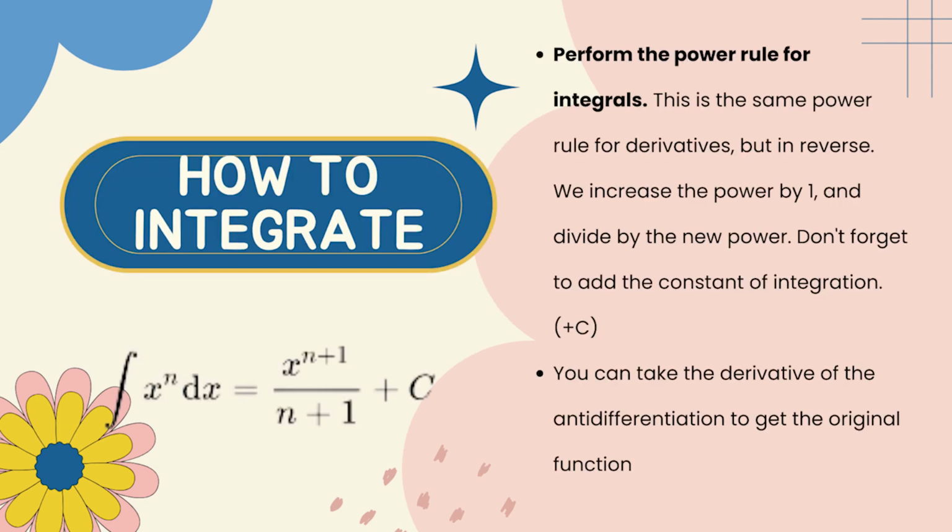The first thing you want to do is the power rule, but in reverse. You increase the power by 1 and divide by the new power. But don't forget to add the constant of integration, which is just plus c. You can take the derivative of the antiderivative and get the original function.